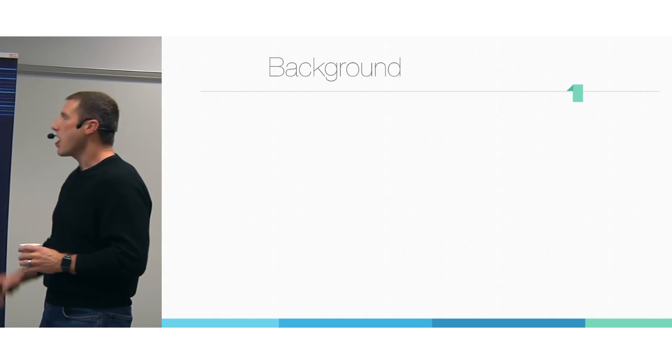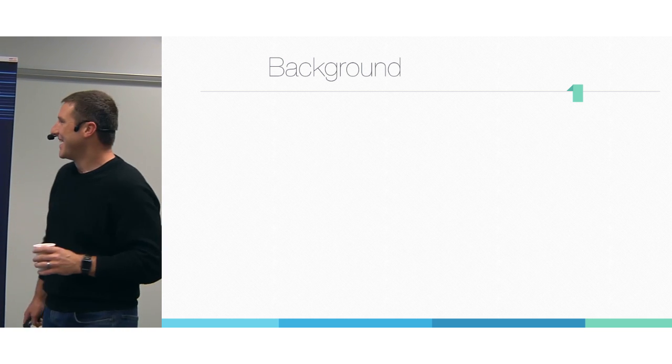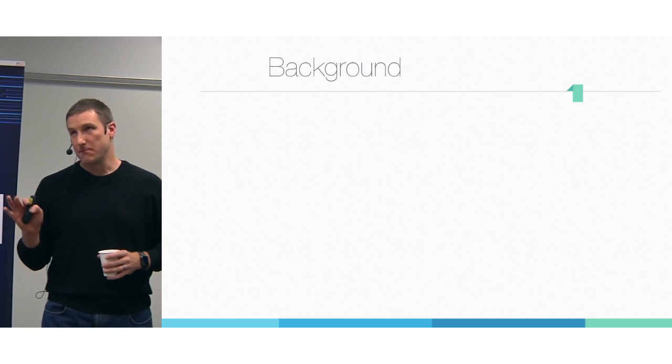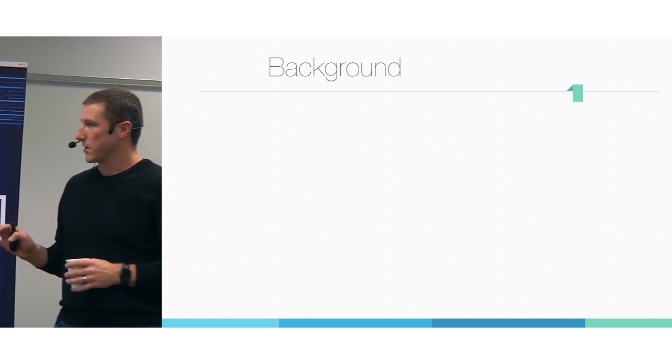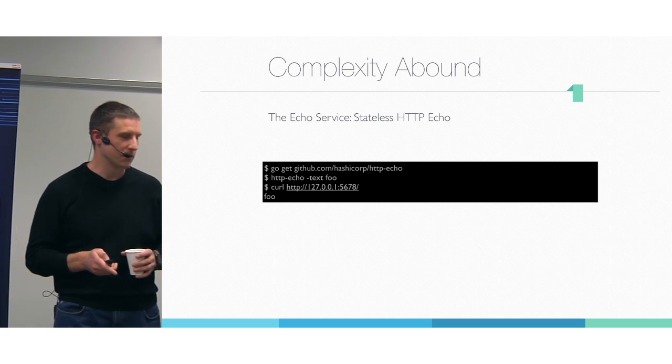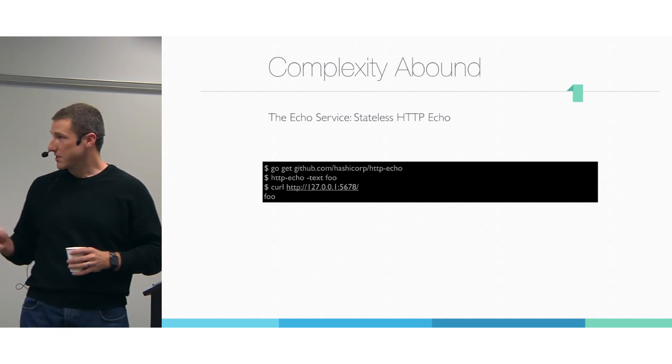So, background on production ready. Background is complexity management is the name of the game. So we're going to start off with a really simple service, an echo service. All this echo service is going to do is print out echo.